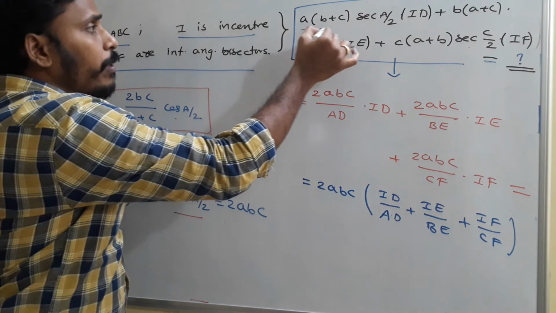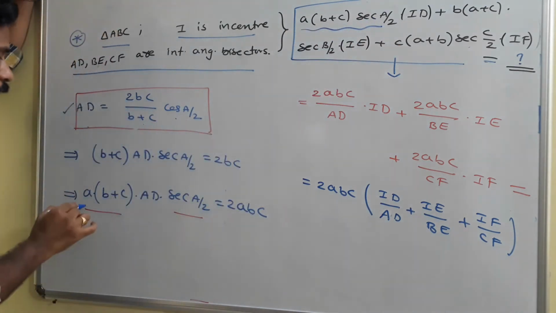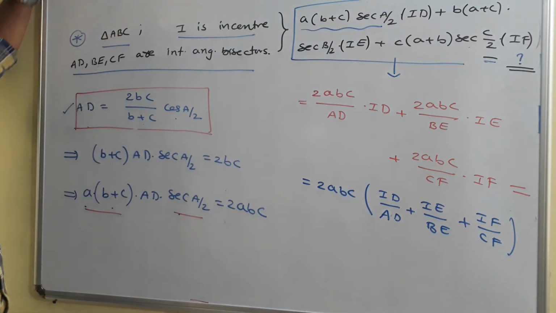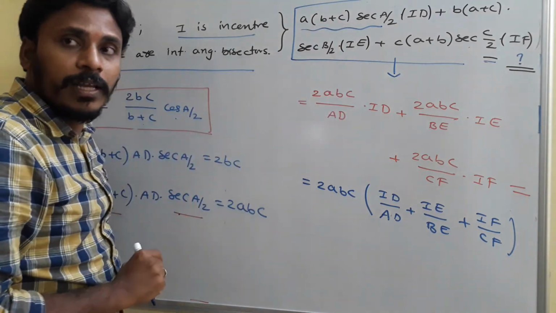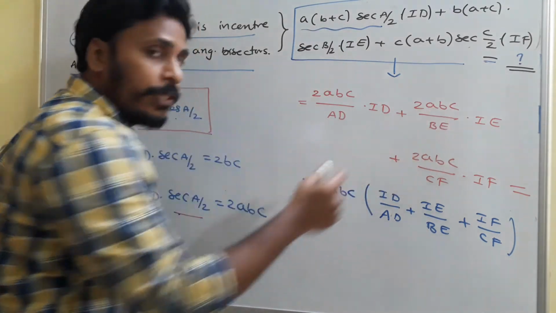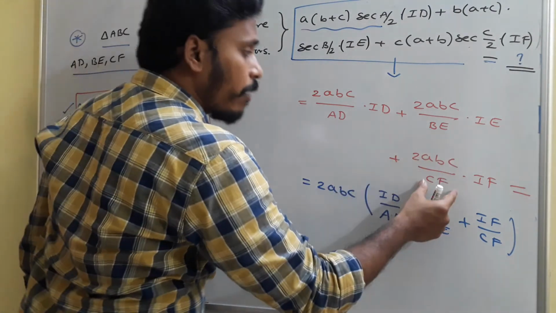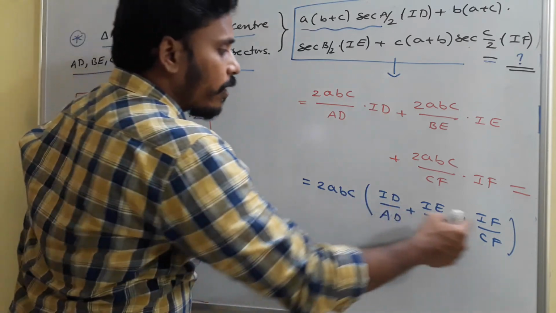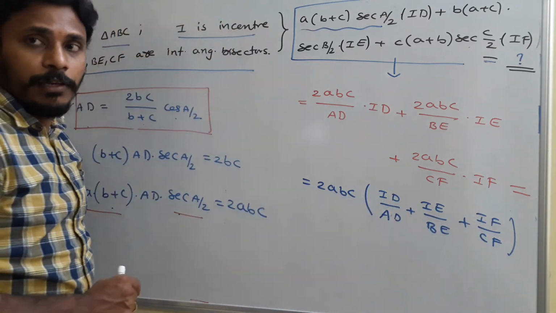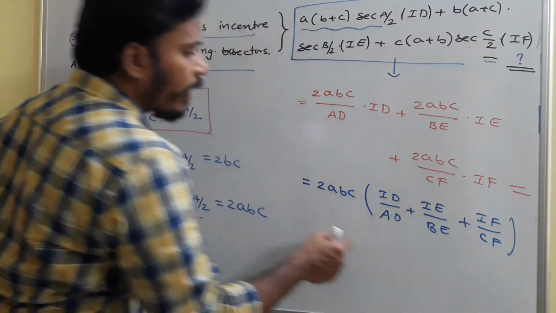Since A, B plus C secant A by 2 is involved, that product is simply 2ABC by AD. So the first term is 2ABC by AD, the second term is 2ABC by BE, and the third term is 2ABC by CF. Since 2ABC is common, pick it out, and this is the internal summation. You need to simplify it and find its value.